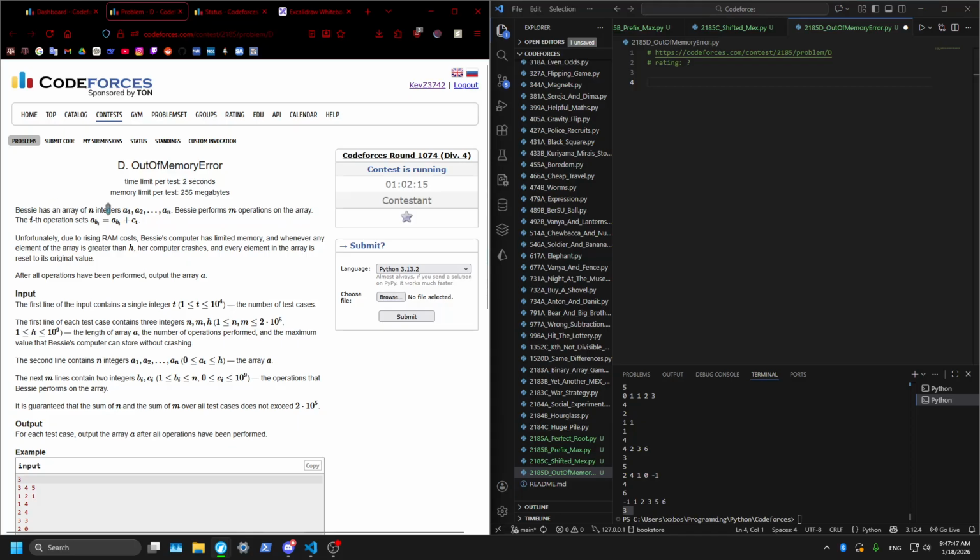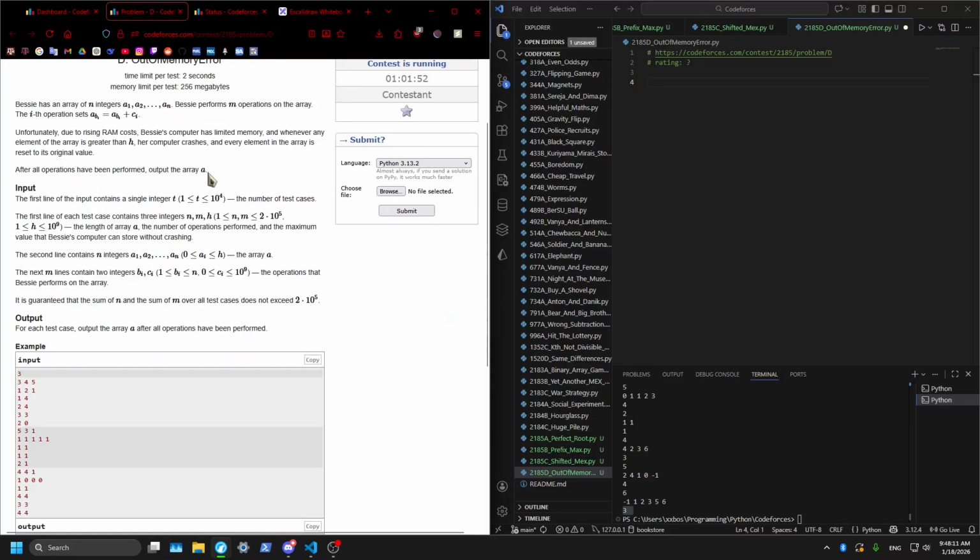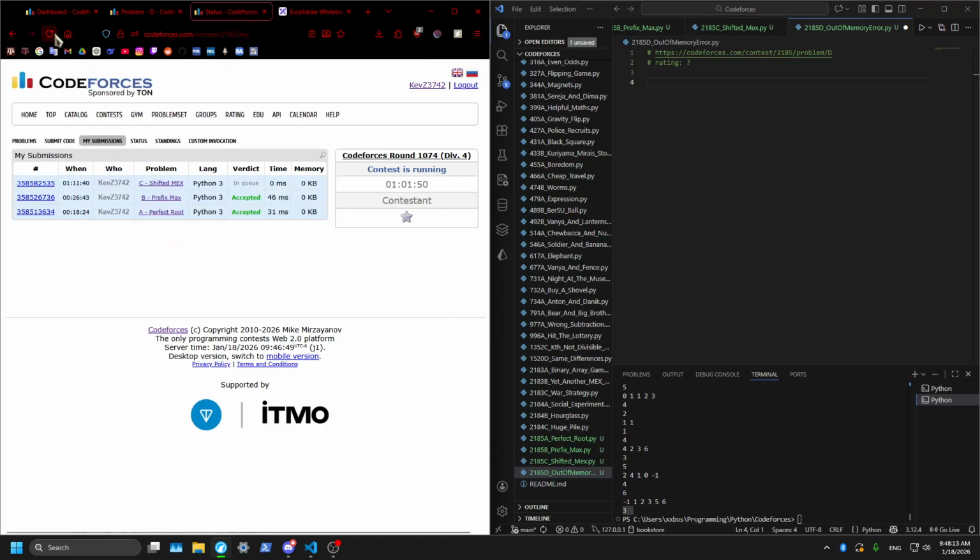Fuzzy has an array of n integers a1, a2 to an. Fuzzy performs m operations on the array. The ith operation sets a_bi equals a_bi plus ci. Accepted. Nice.